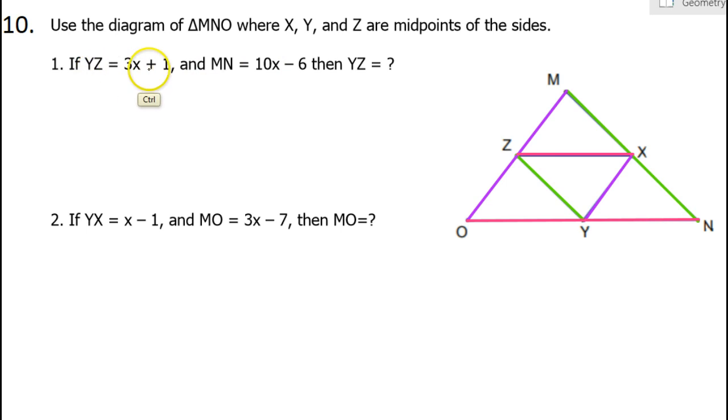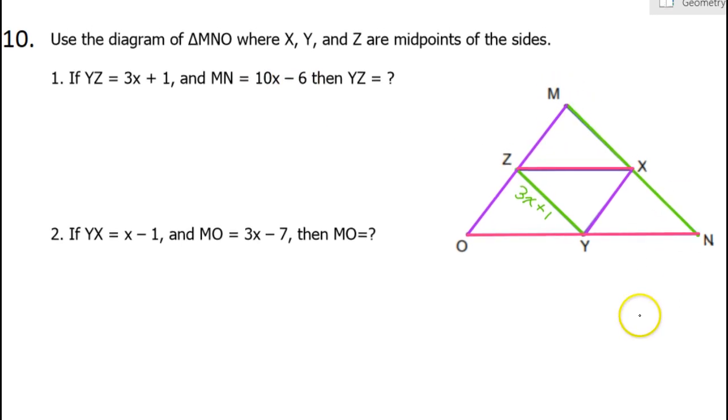So YZ is 3x plus 1. So here's YZ. So this should be 3x plus 1. I don't know if I can write at an angle. 3x plus 1. Okay. What else do I know? MN is 10x minus 6. Okay, so that's this. MN is this whole side. And that is 10x minus 6. So both of those are corresponding sides.